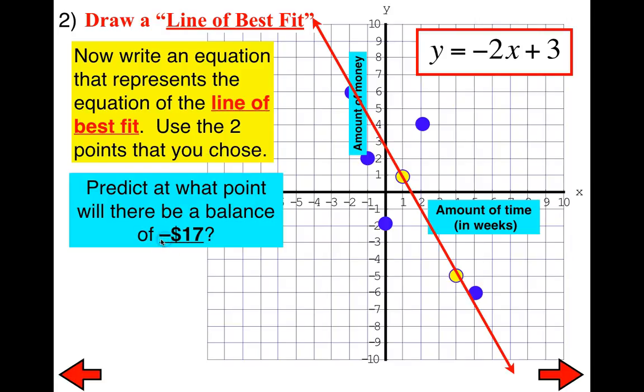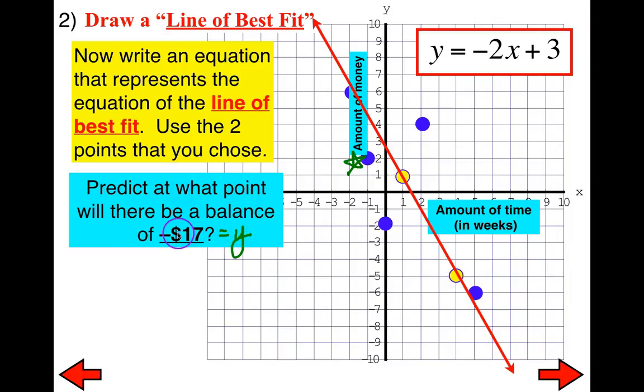So I can ask you something along the lines of, predict at what point will there be a balance of -$17? So first things first, what I'm going to have to do is understand what does y and what does x represent in this equation. Y represents the amount of money, and x represents the amount of time in weeks. So here they're asking us to predict at what point will there be a balance of -$17. I need to figure out -17. What is this? Is this an amount of money or is it the amount of time in weeks? Hopefully you understand it is an amount of money. So in other words, it represents the y value.